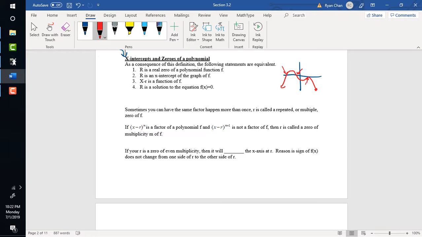So let's talk about two specific situations. The first situation is the concept of multiplicity. Multiplicity essentially means that you may have duplicate answers. So if I have a multiplicity of 3, that means I have a number, or an answer, or a zero, that's repeated 3 times. This is going to make more sense later on. But more importantly, we want to talk about even and odd multiplicities. So what do I mean by that?